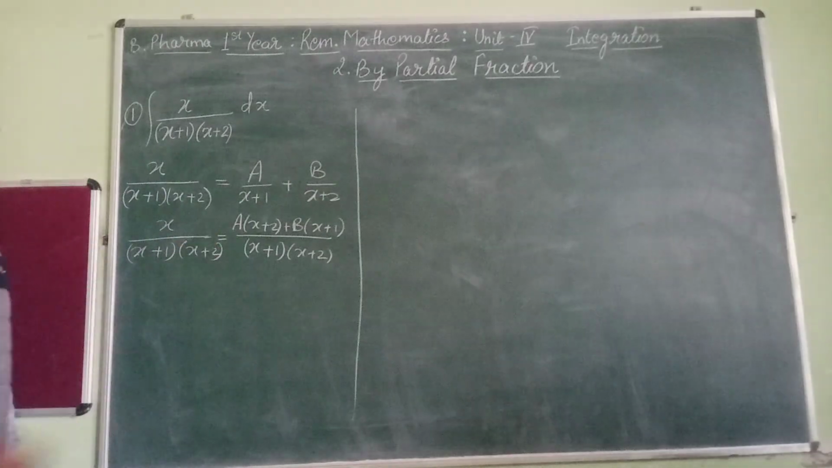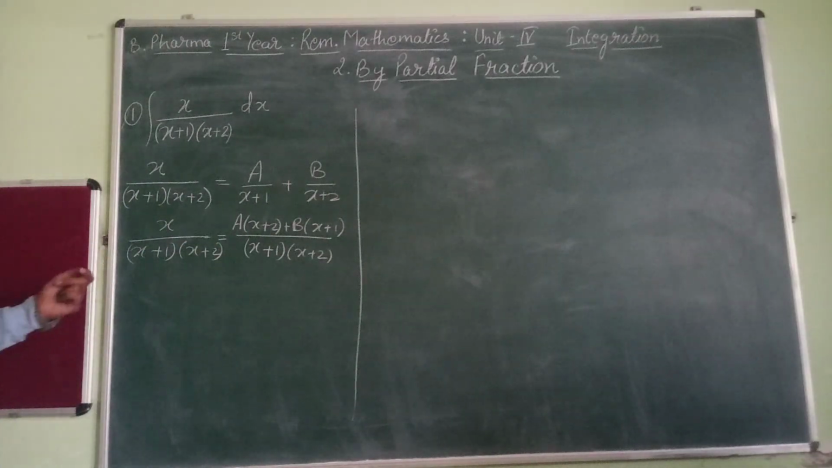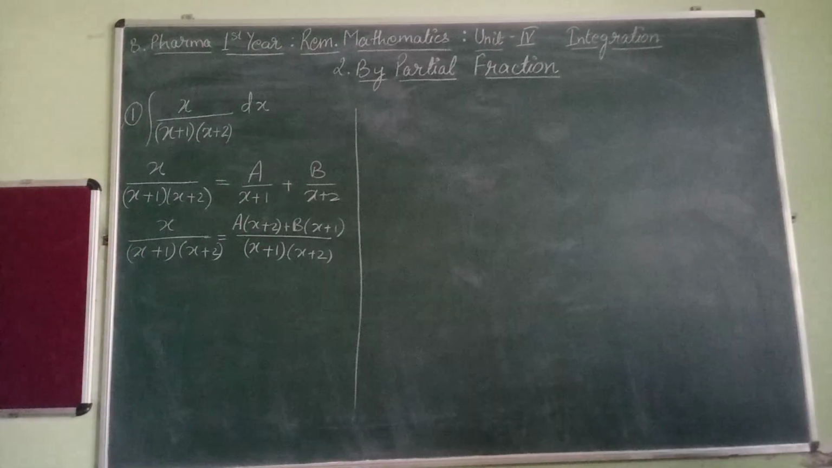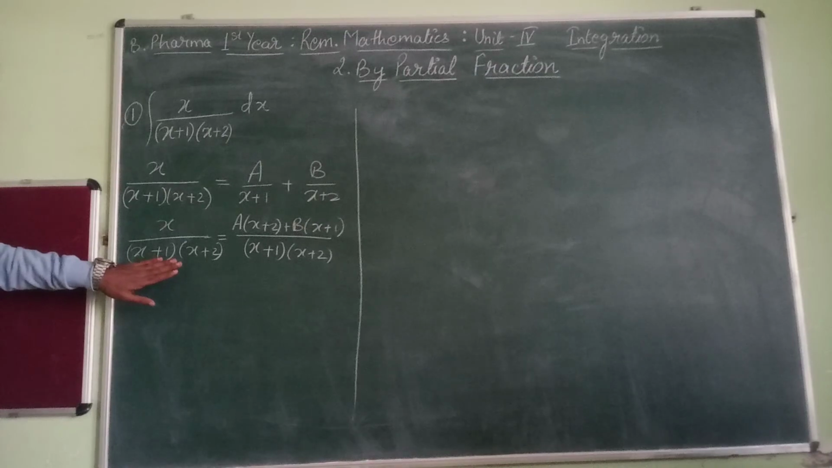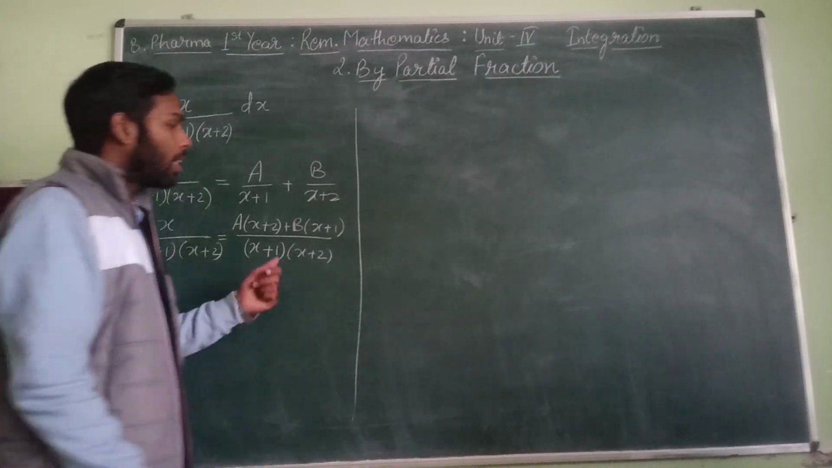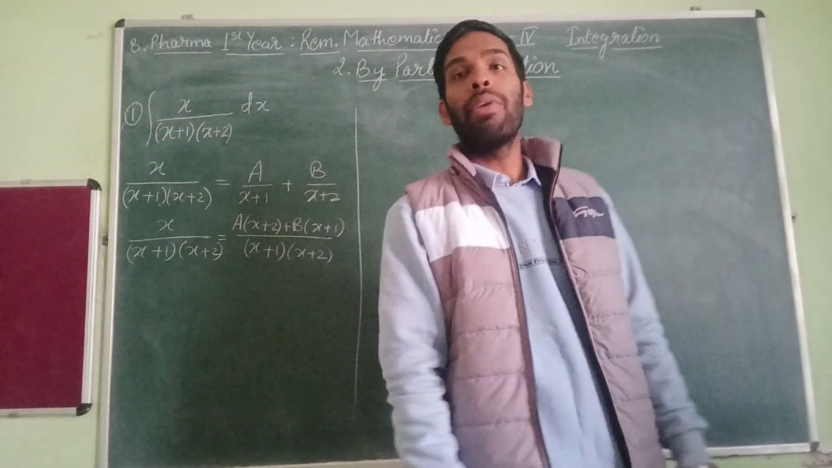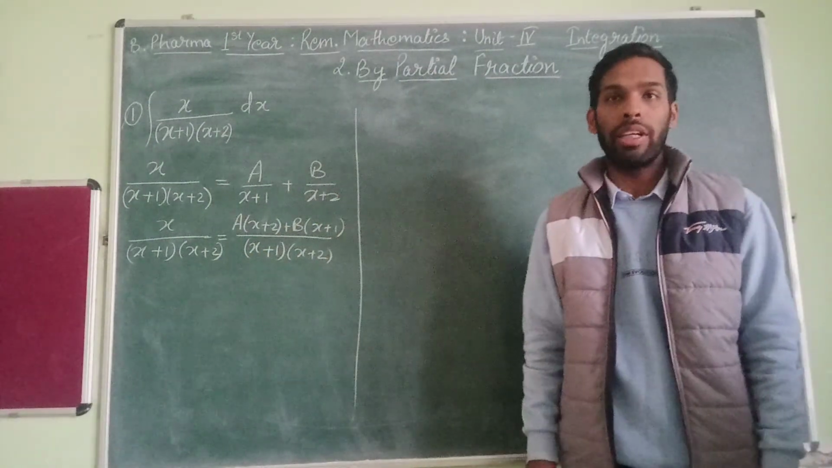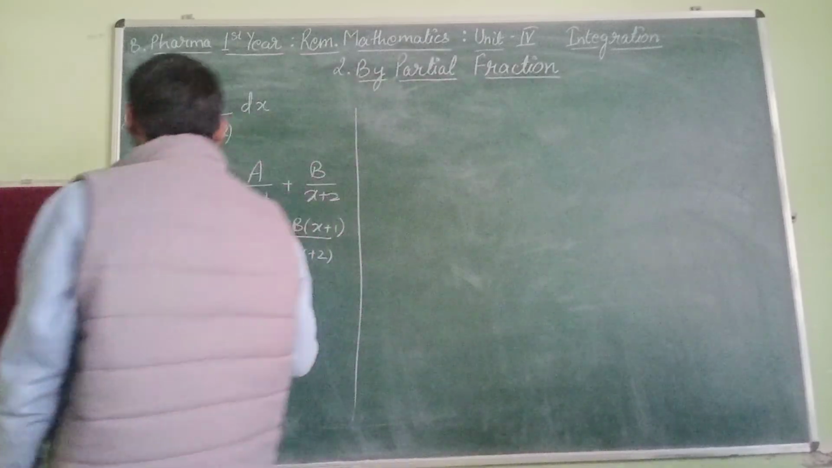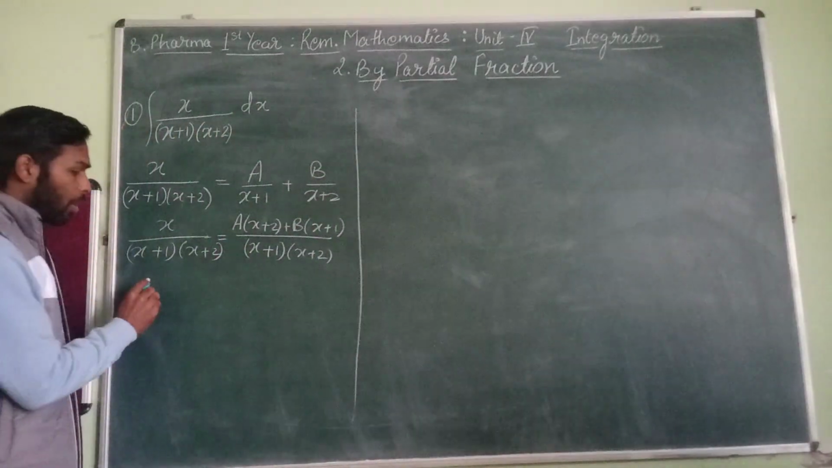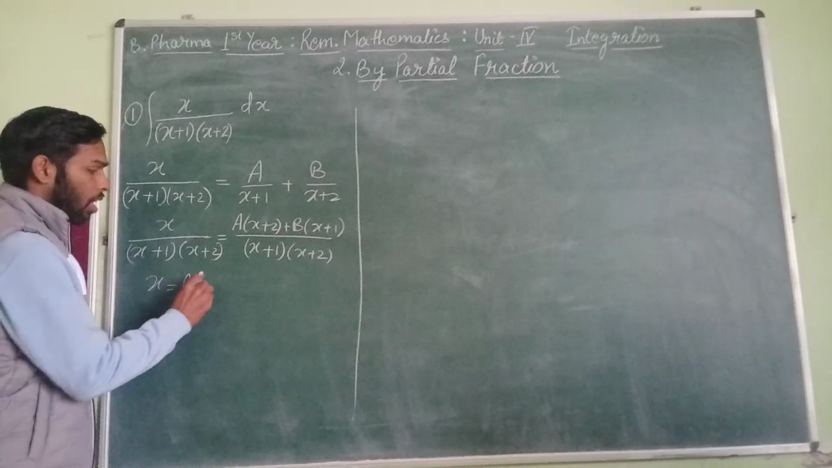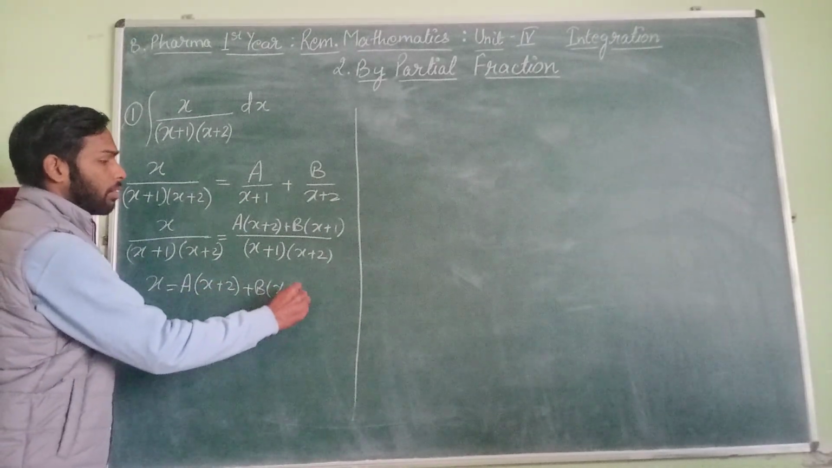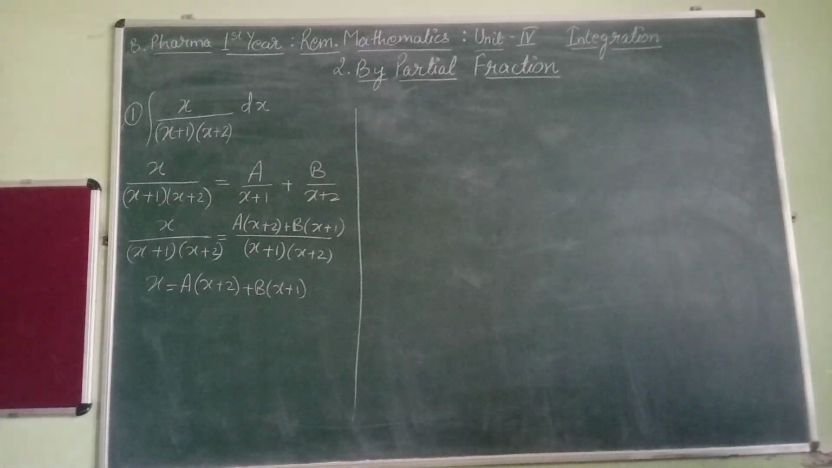Now very carefully observe this step. On the left hand side as well as on the right hand side, the denominators are the same: (x plus 1) into (x plus 2). So you can cancel both the denominators. What is left is only the numerator. So x is equal to a into (x plus 2) plus b into (x plus 1).